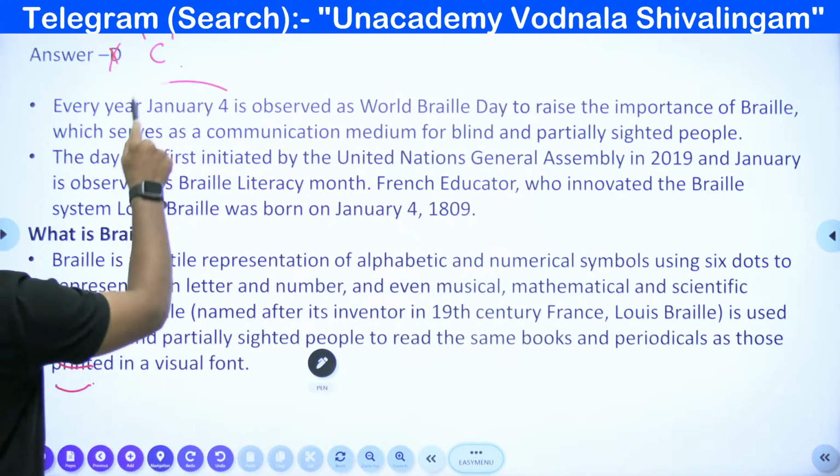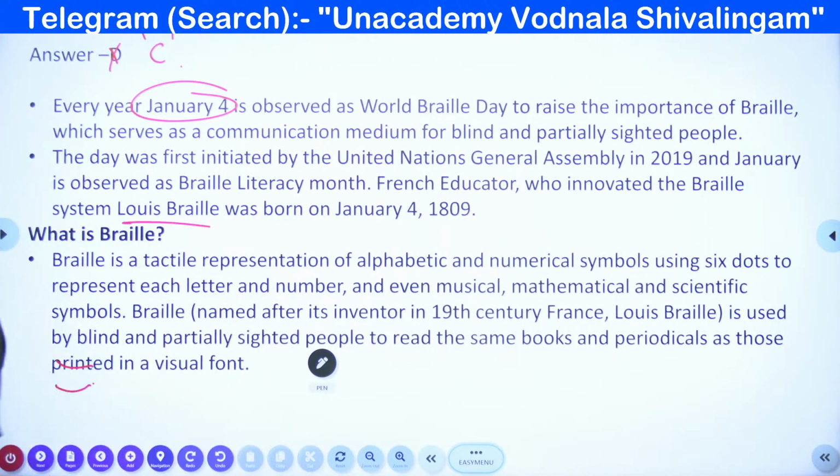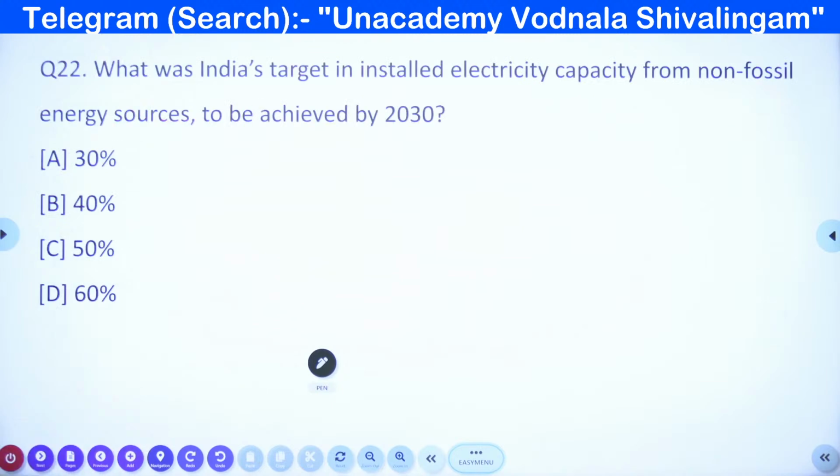January 4th is treated as this day because Louis Braille was born on the same day. That is why it is being celebrated as Braille Day.